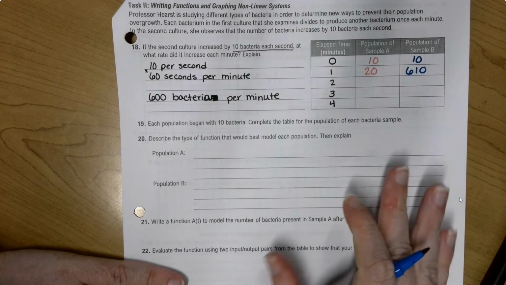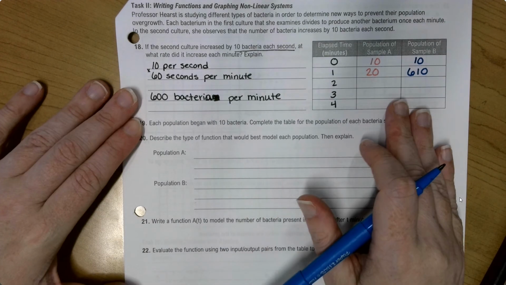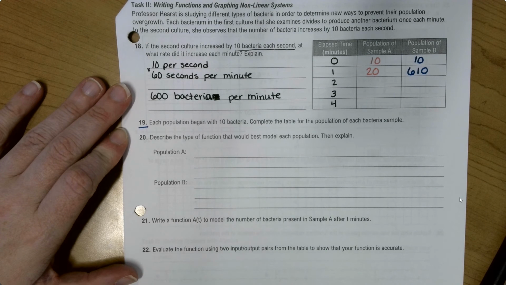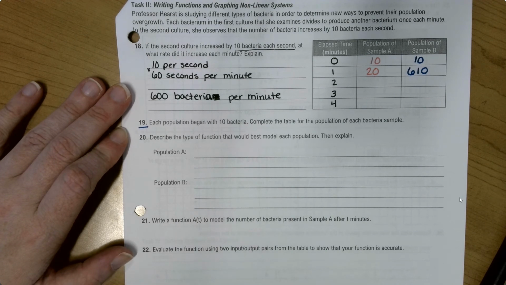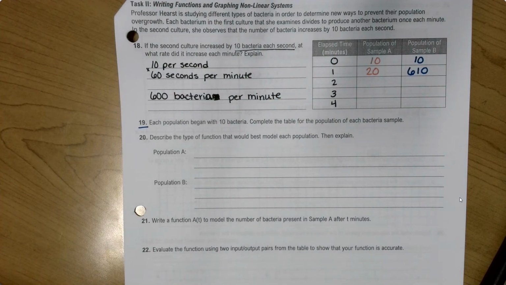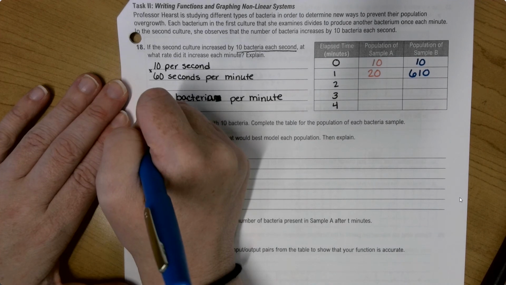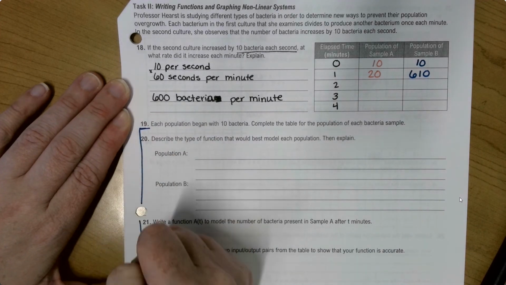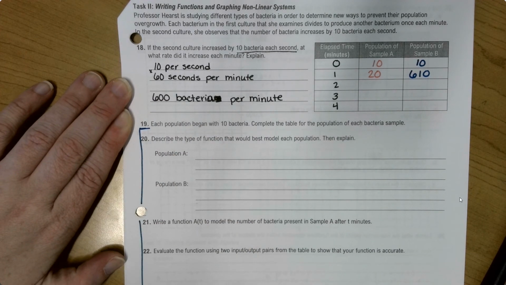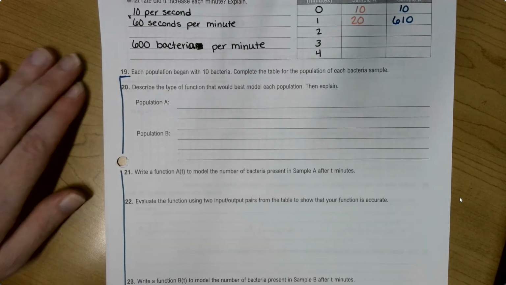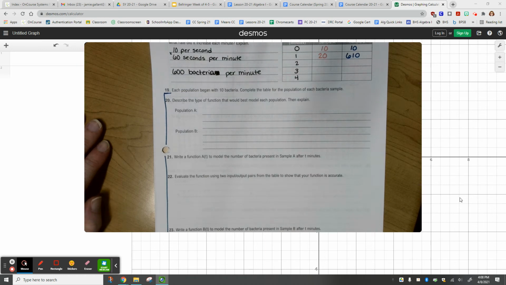Okay? So I'm going to ask that you finish the table for 19 and then answer numbers 20 through 24. So you're going to do 19 through 24. You're going to finish out the page for me. And then you can check your work against mine here in a minute. So pause the video, get some work done, and we'll check it in a minute.